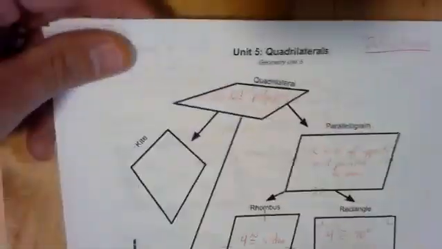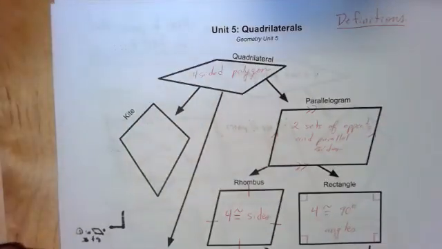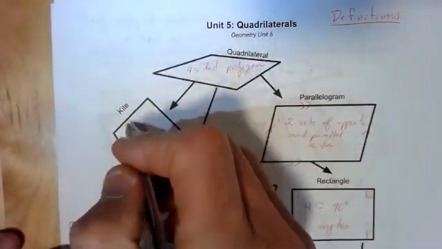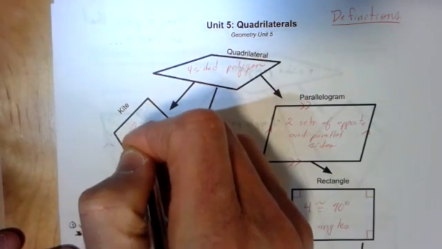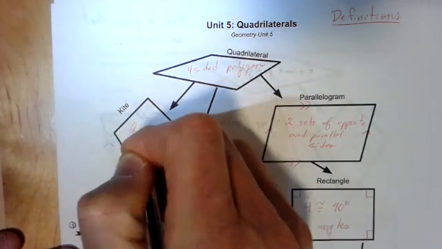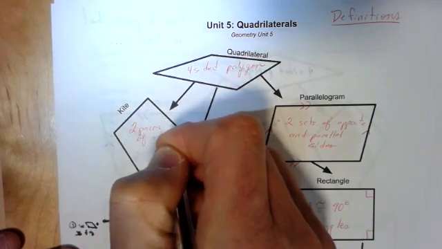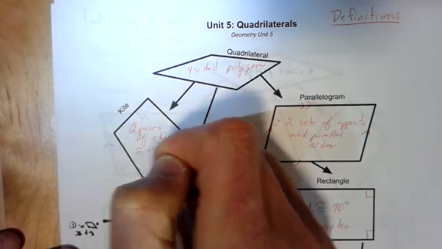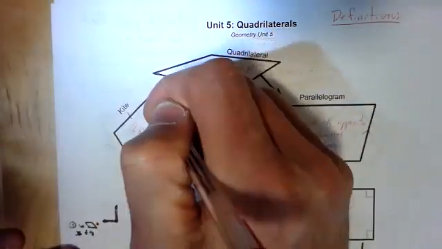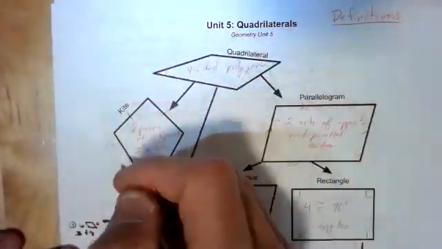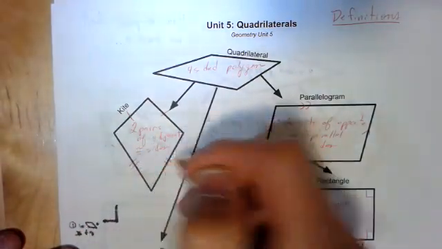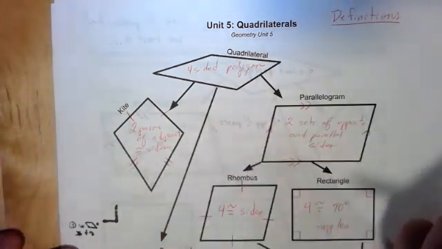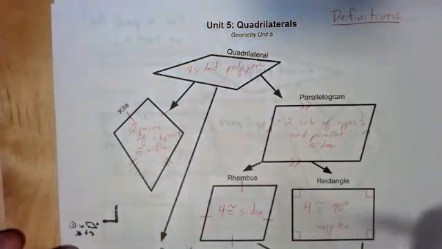So first off, we're going to do our definitions. Definition of a kite is going to be a quadrilateral with two pairs of adjacent congruent sides. So what that means is that two sides that are right next to each other are congruent, and two sides that are right next to each other are different from the other sides, but also congruent to each other. That's our definition of a kite.